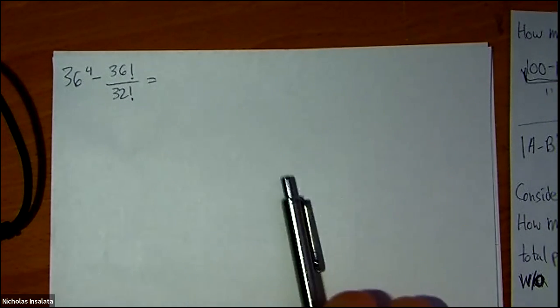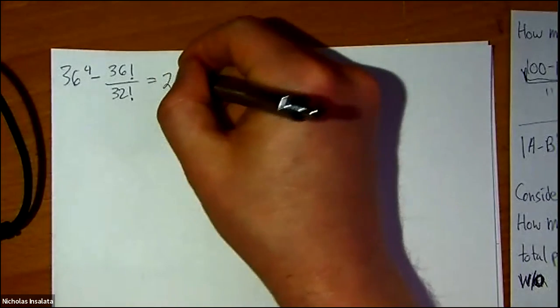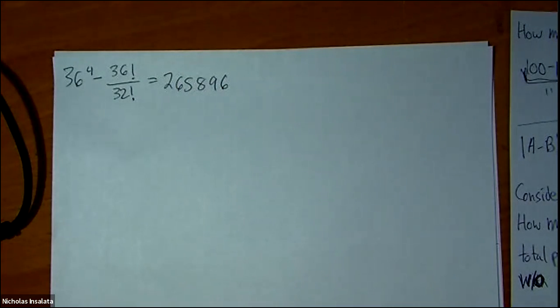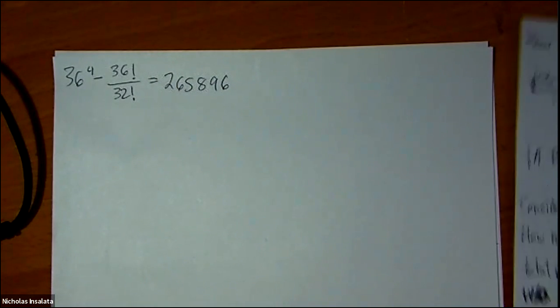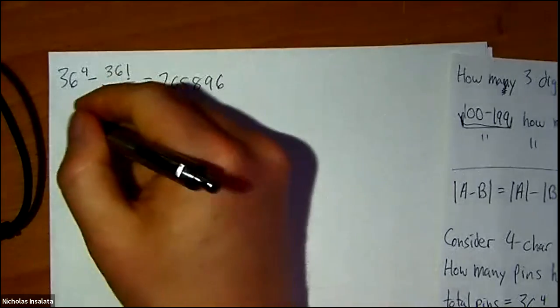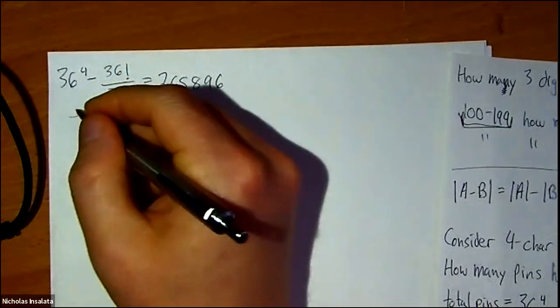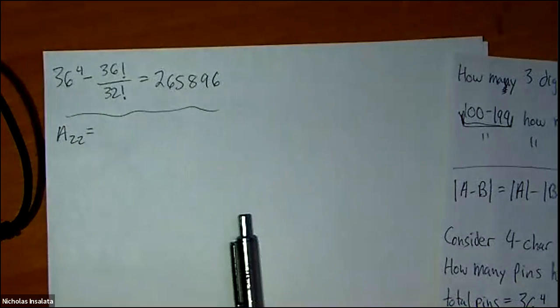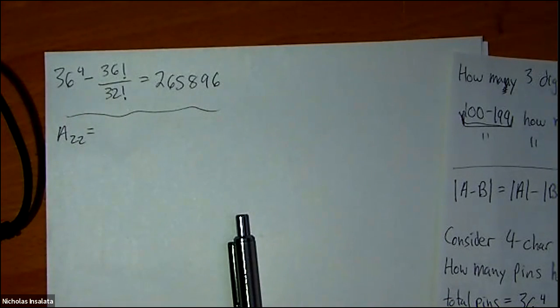All right, 265,896. All right, great. Okay, so now let's look at all of our other ways that we did it. So let's look at A2. We'll do that one first. That's 36 times 35 times 3.